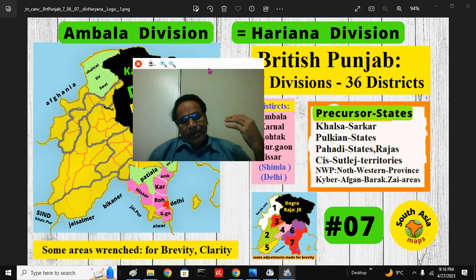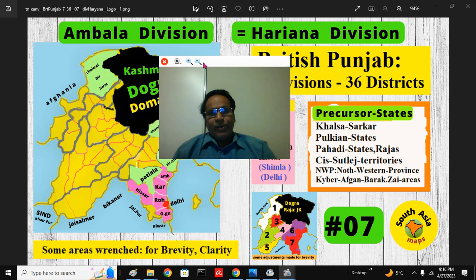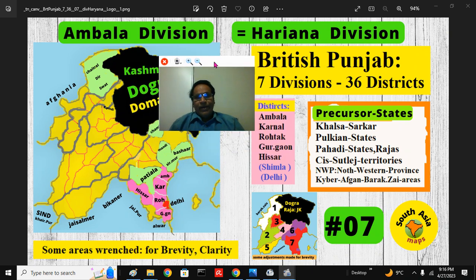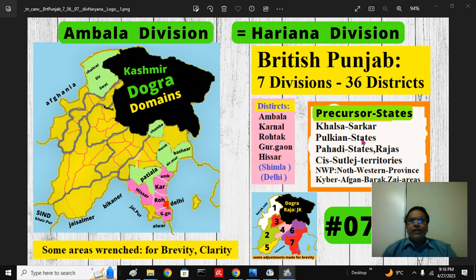The precursor states, the lands or the rulers who contributed to the formation of British Punjab, I have briefly given here for you. That is the Khalsa Sarkar, Maharaja Ranjit Singh's territory, later his younger son Maharaja Dalip Singh. And south of Satluj used to have Pulkian states, ruled by the Pulkian Jat Maharajas, the Rajas like Patiala, Nabha, and Jind, and so on. There are also territories from the Pahadi states and Rajas.